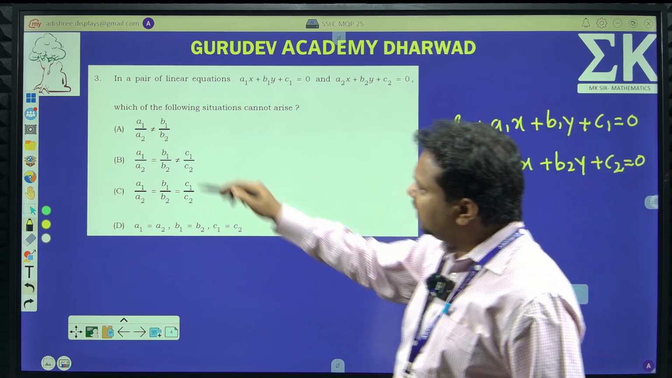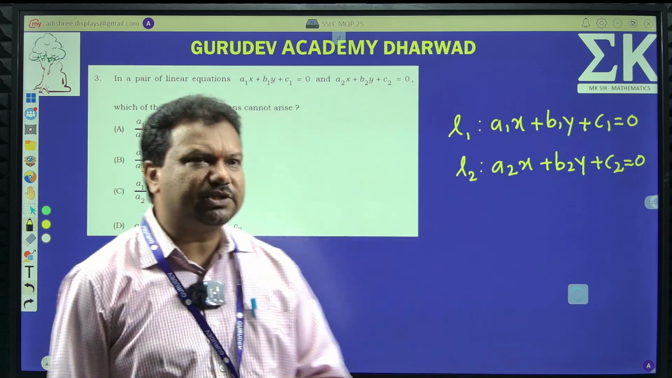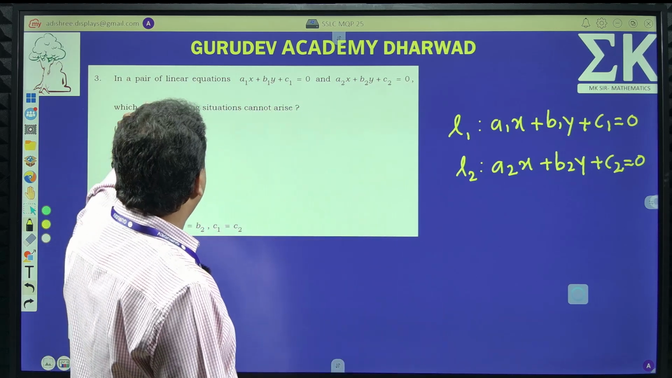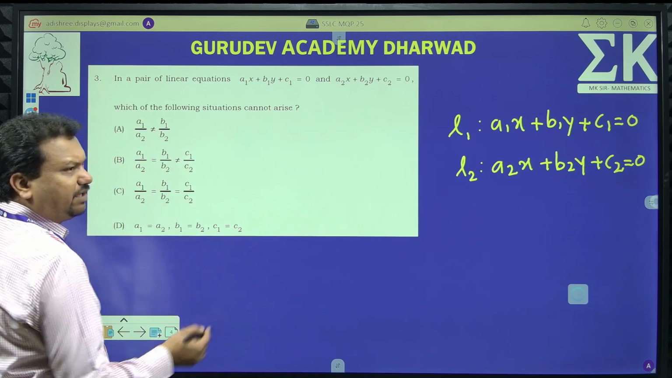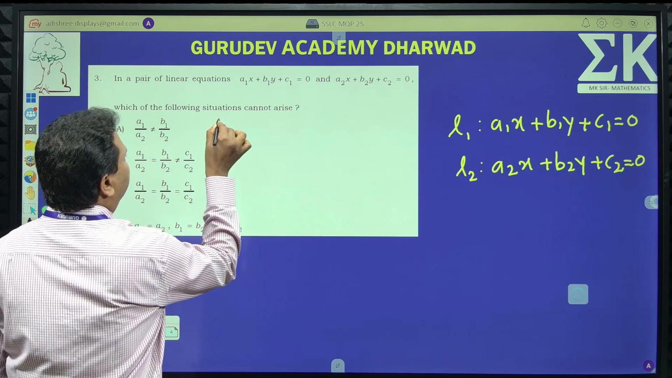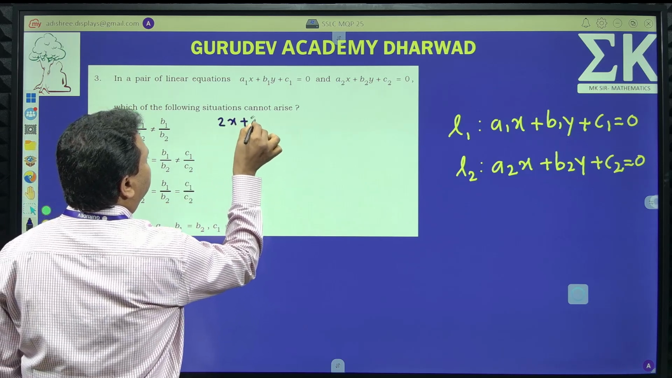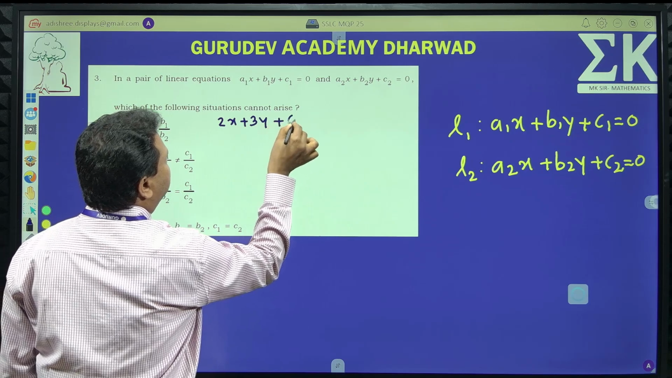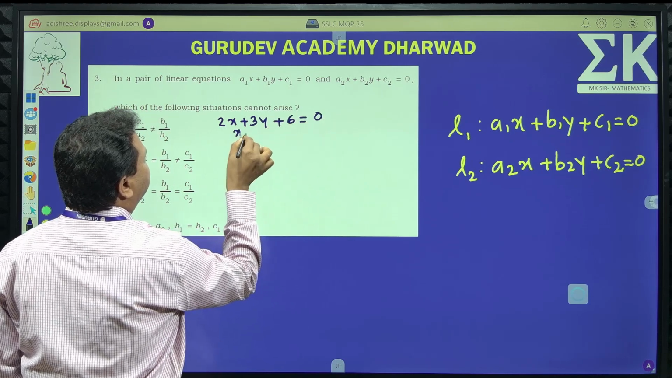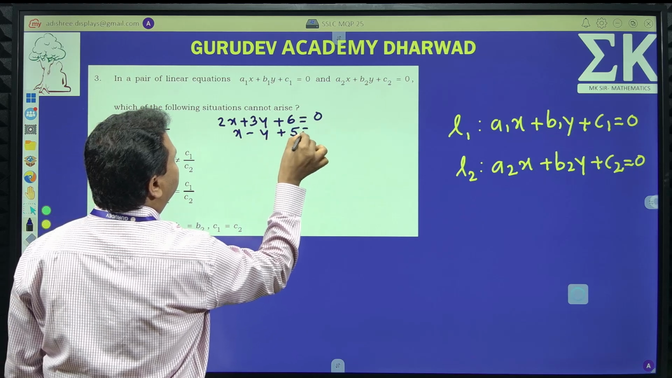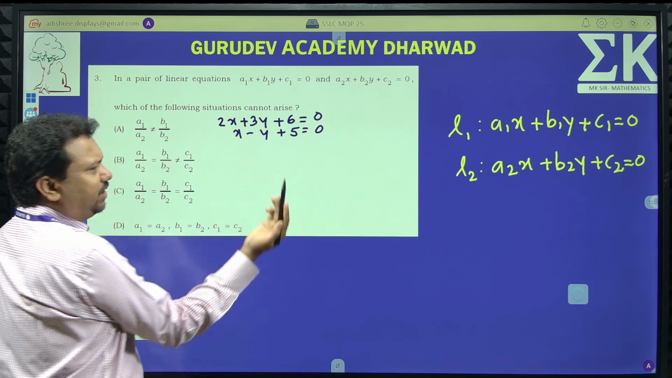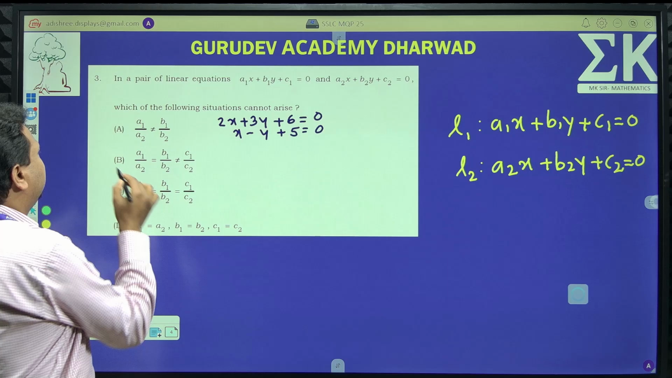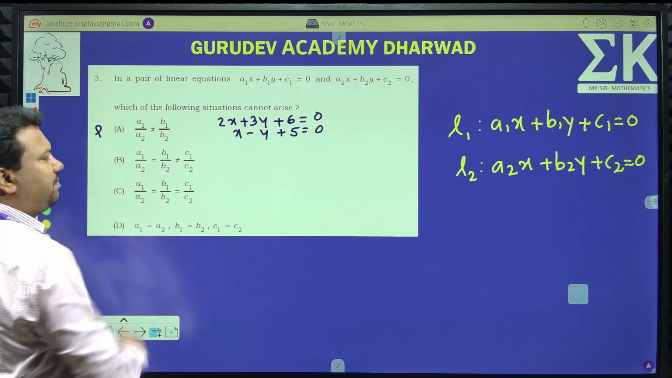Now let us understand all the 4 options. Is it possible to get a1 by a2 not equal to b1 by b2? Yes, it is possible. The equations could be, see, 2x plus 3y plus 6 equal to 0, x minus y plus 5 is equal to 0. So a1 by a2 and b1 by b2 are not equal. Possible. So this is possible, right?